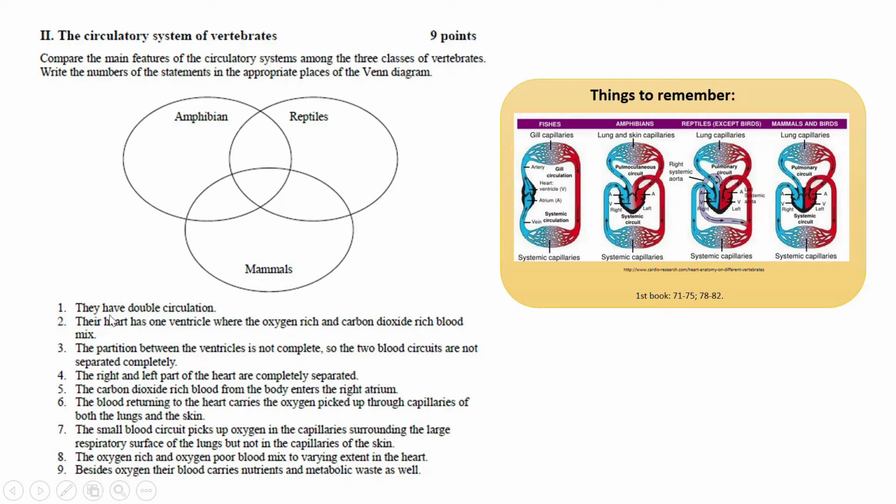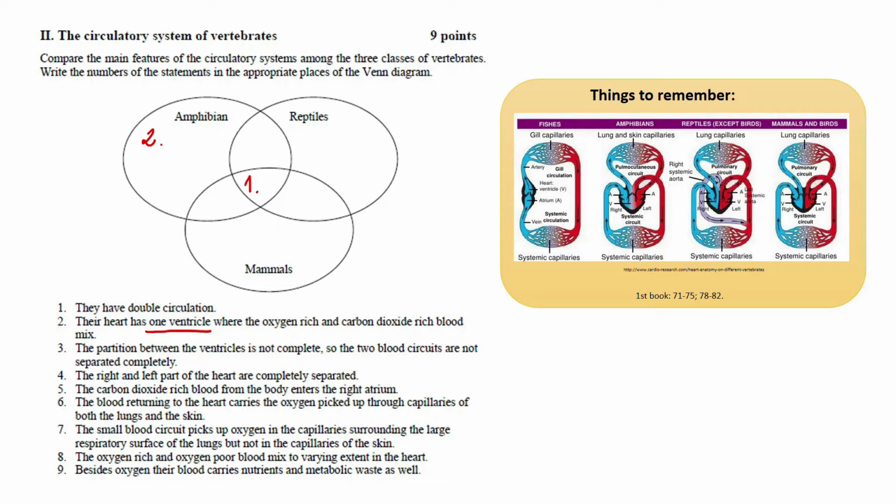Okay, first statement, they have double circulation. We know that from amphibians we can talk about double circulation. So number one comes here. Their heart has one ventricle where the oxygen-rich and the carbon dioxide-rich blood mix. We know that amphibians have a three-chambered heart, so number two will belong to this part.